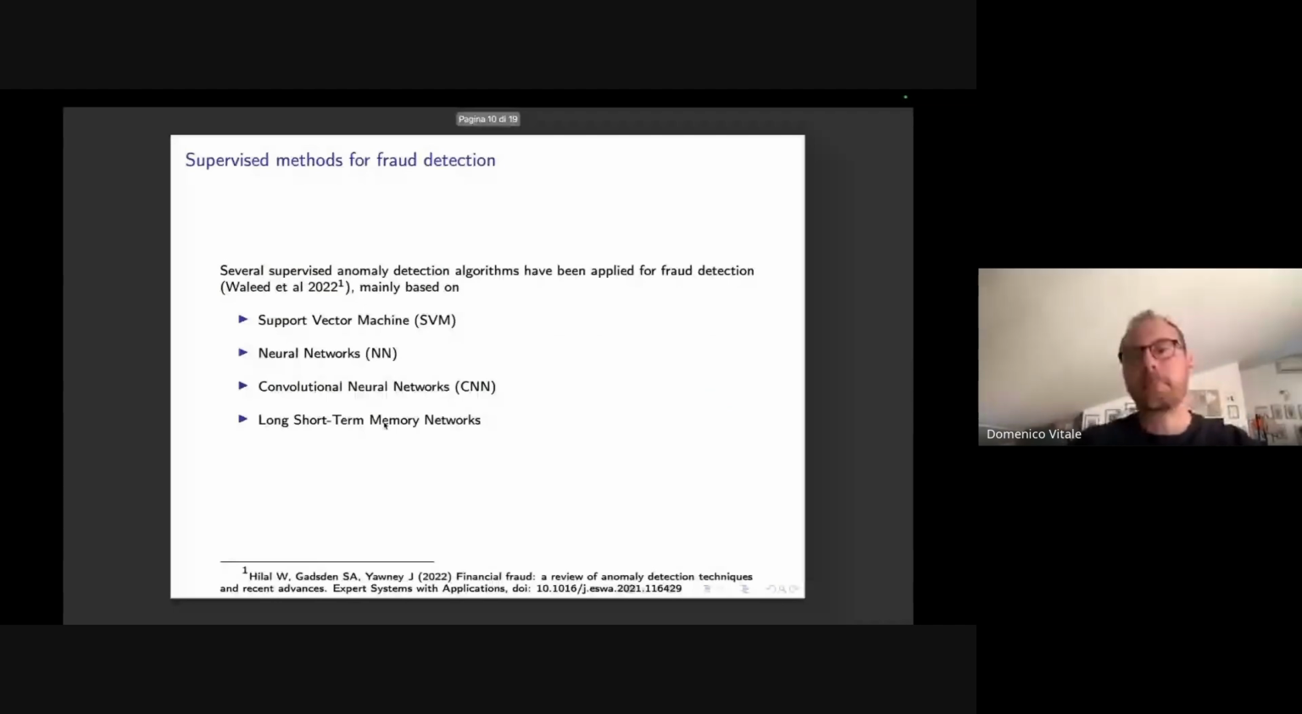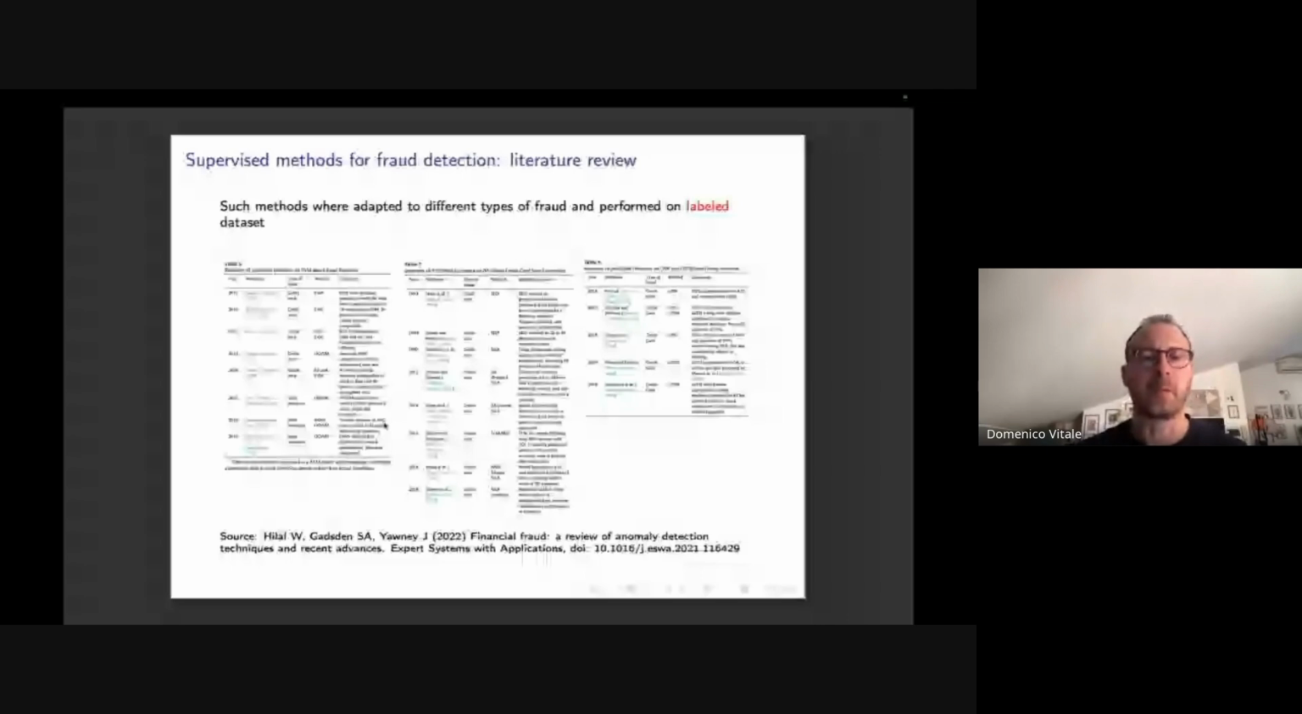So the authors in the paper that I have mentioned before report a number of methods that have been applied to fraud detection. In particular, several supervised anomaly detection algorithms have been applied, mainly based on support vector machines, neural networks, convolutional neural networks, and long short-term memory networks, the latter more suited for time series. So here I report the tables of the paper where there is a list of papers published in the last year where supervised machine, neural network, or convolutional neural network methods have been applied to fraud detection.